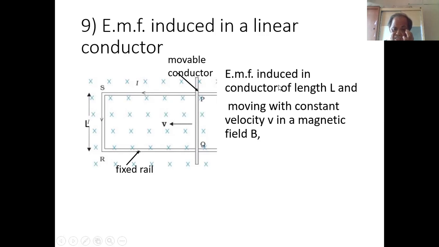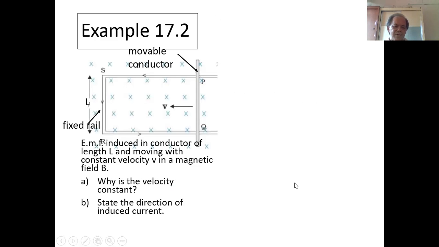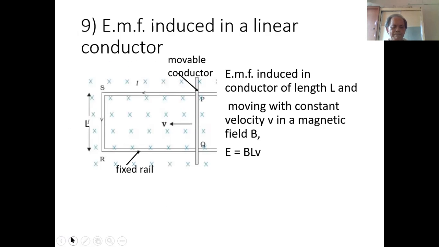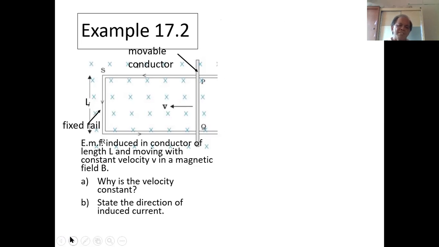EMF induced in a conductor of length L moving with constant speed, velocity V, in a magnetic field B is given by this formula: E equals BLV. Okay, let's try to derive this formula. Example 17.2: EMF induced in a conductor of length L moving with velocity V in magnetic field B.